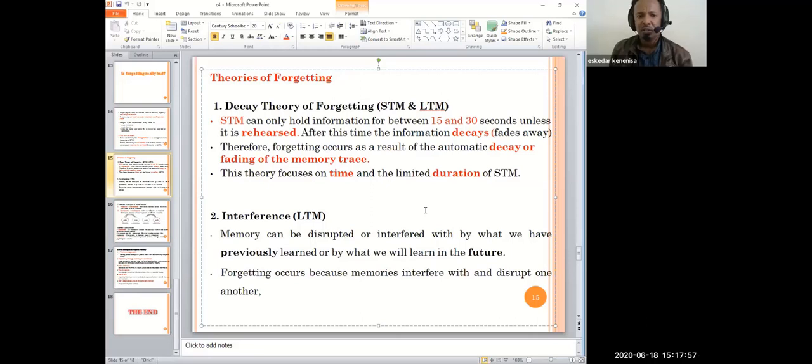These theorists say that we forget things because they decay or fade away. Theorists associate forgetting with time or duration. After 30 or 50 seconds, unless it is rehearsed, the information decays or fades away.